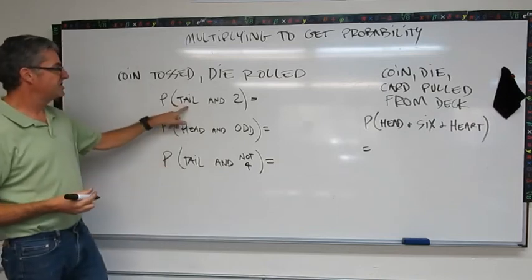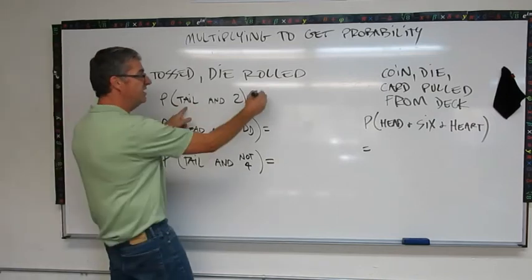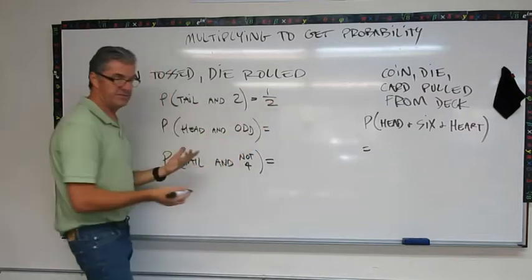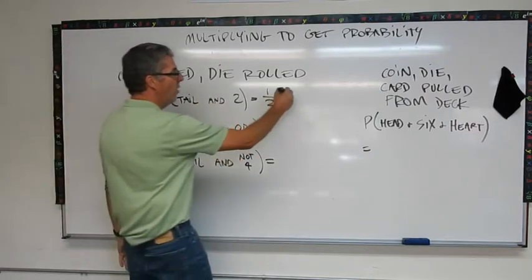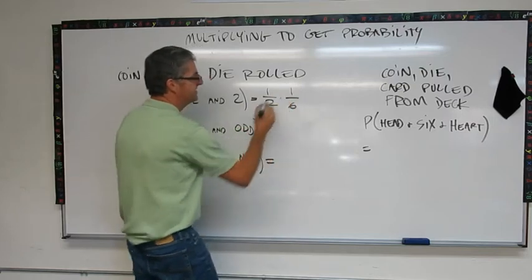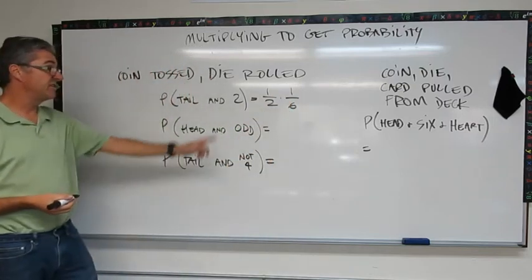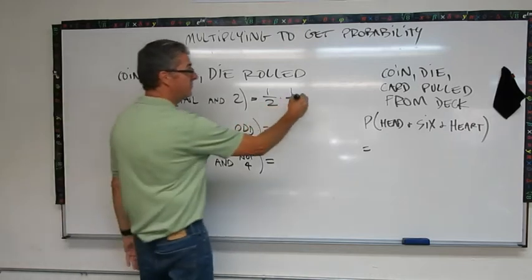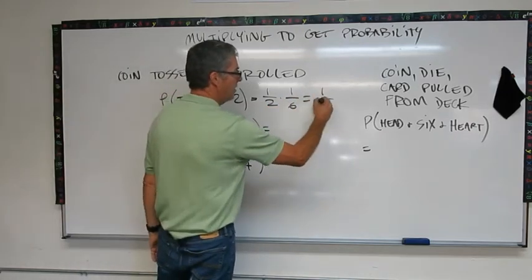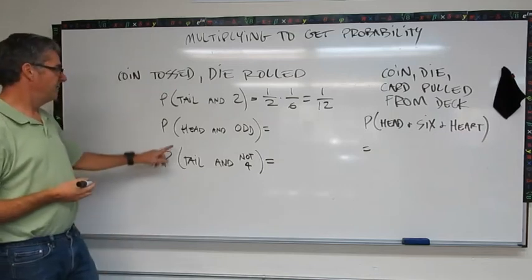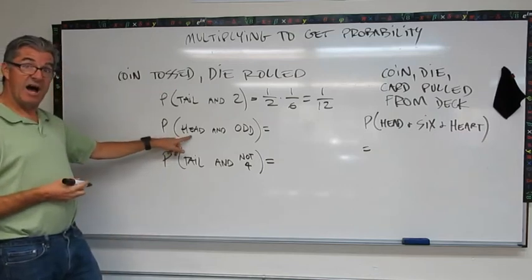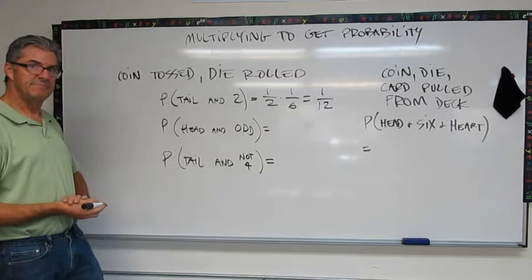So probability of a tail and a 2, tail is 1/2, because there's 2 outcomes with a coin, heads or tails, and a 2 would be 1 out of 6, because there's 6 sides and a 2 is just one of those. So the probability of a tail and a 2 is 1/12. Okay? So around 8%. How about head and odd? See if you can do that one.